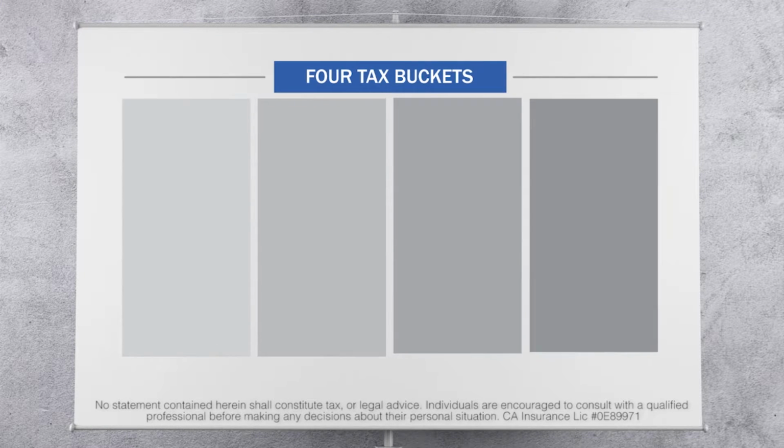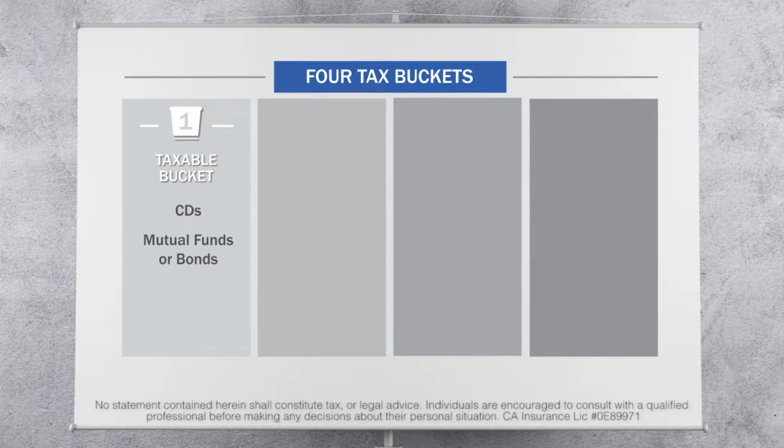The first bucket is the taxable bucket, so any accounts or financial vehicles that you pay tax on each year, whether or not you pull the money out, falls into this bucket. So what does that mean? It may be a bank account like a CD, it could be a brokerage account like mutual funds, bonds, or stock dividends. Anything that gives you a 1099 each year, even though you didn't pull the money out. Maybe you're just reinvesting, that falls in this taxable bucket.